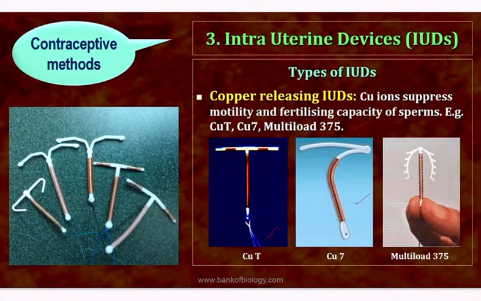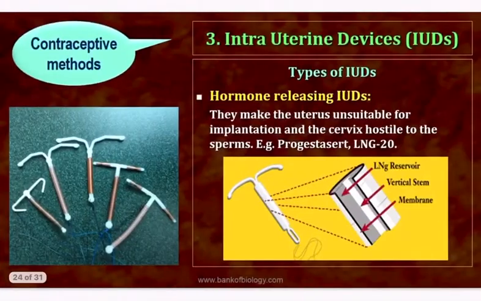Copper releasing IUDs: copper ions suppress motility and fertilizing capacity of the sperms, like CuT, Cu7, Multiload 375. You can see the pictures of the T-shaped one, so copper T, then copper 7, the 7-shaped one, and then Multiload 375, you can see here. All these prevent the sperm from meeting the ovum.